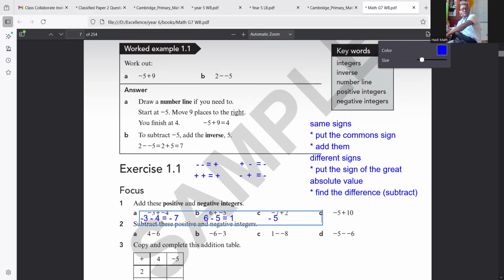Go to question D, which is negative 5 plus 10. 5 is negative and 10 is positive.